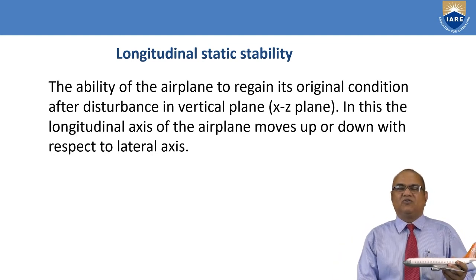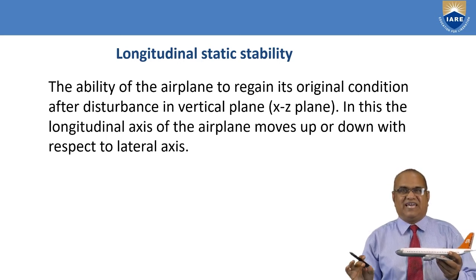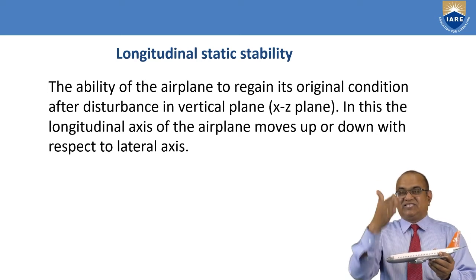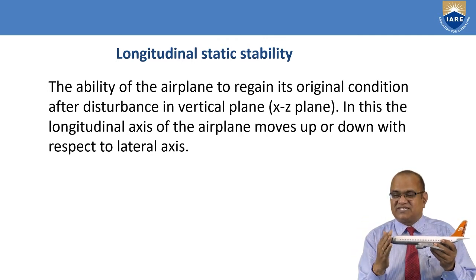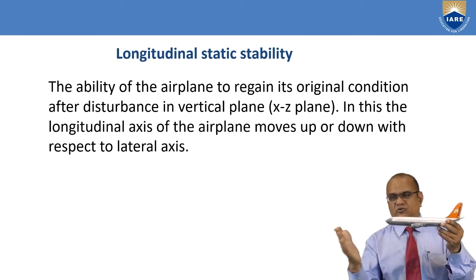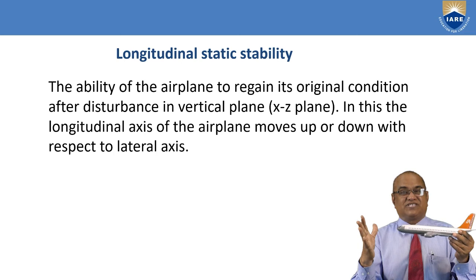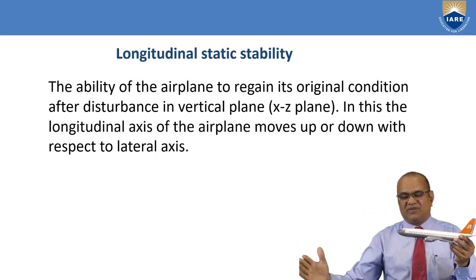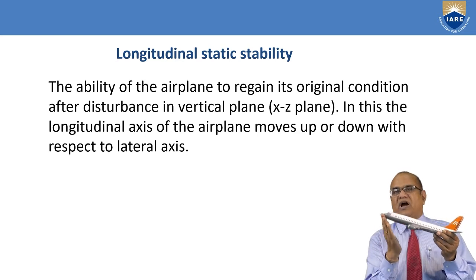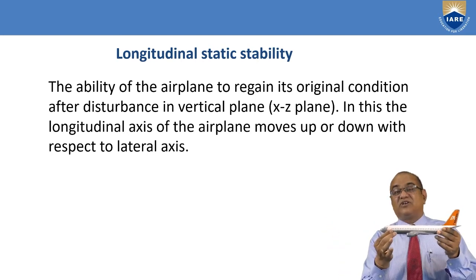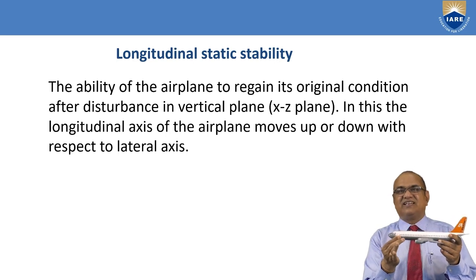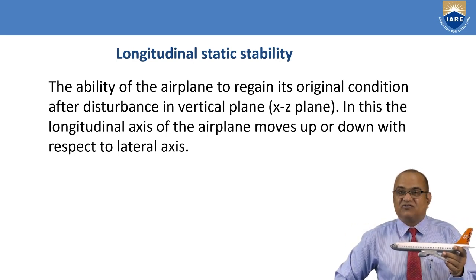Longitudinal static stability is the ability of the airplane to regain its original condition after a disturbance in the vertical plane. This is the X axis and this is the Y axis, so it is pitching. If the aircraft is flying like this and due to some gust, with stick fixed meaning the pilot is not doing anything, the gust moves your aircraft upward. If the gust has gone and the aircraft again comes to its equilibrium or initial condition, then we can say that the aircraft is statically longitudinally stable.